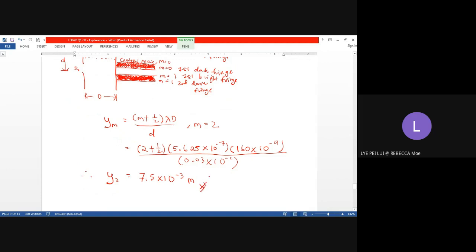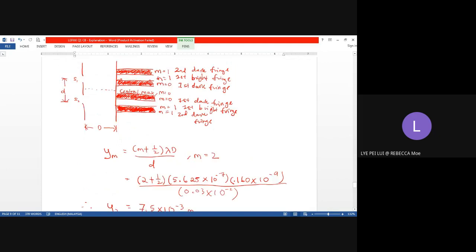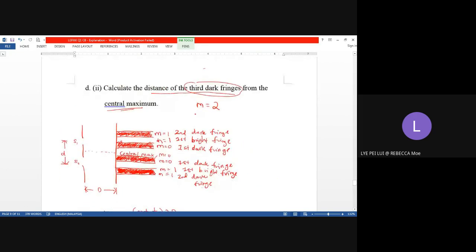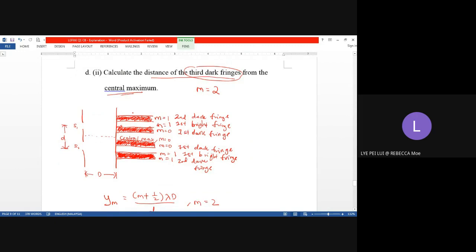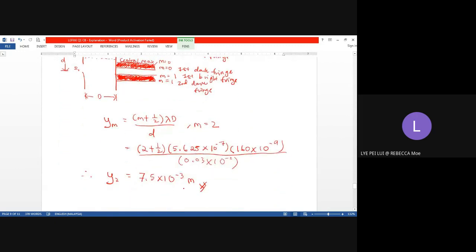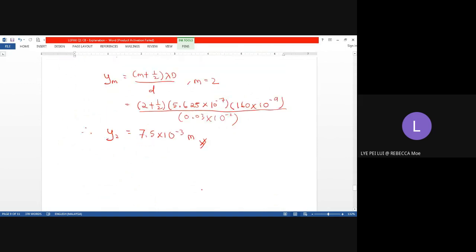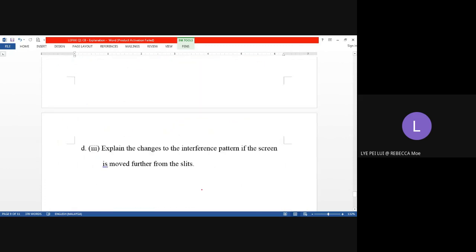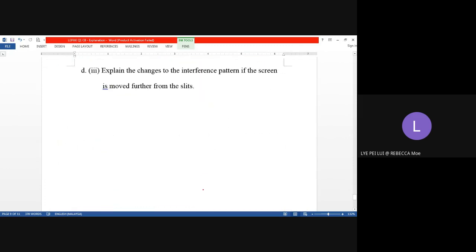Calculate the distance of the third dark fringe from the central max, right? So y2 equals 7.5 exponent -3 meter. Don't forget about the unit. We proceed with our D3, D Roman 3.